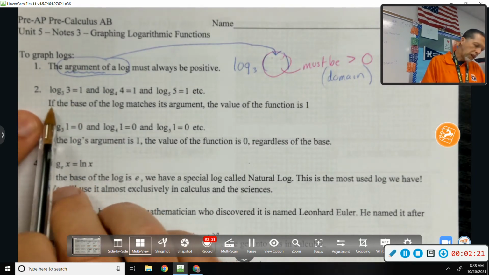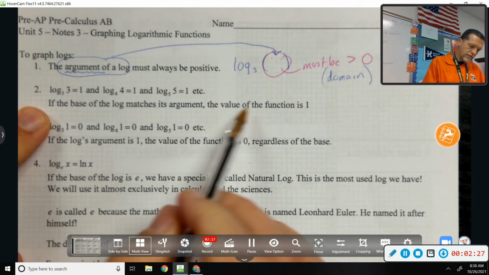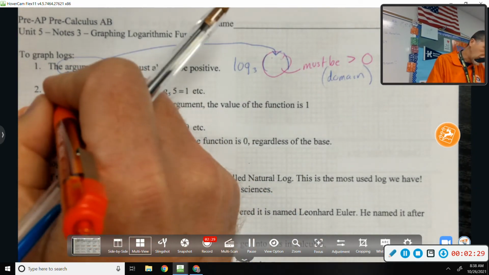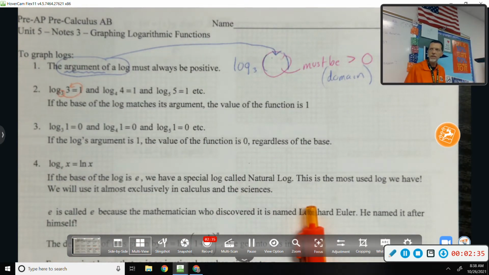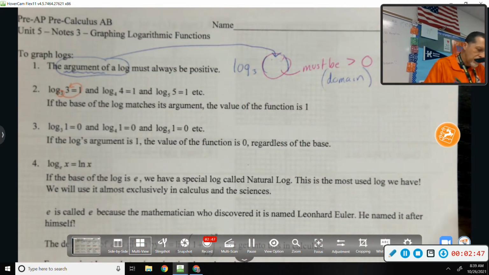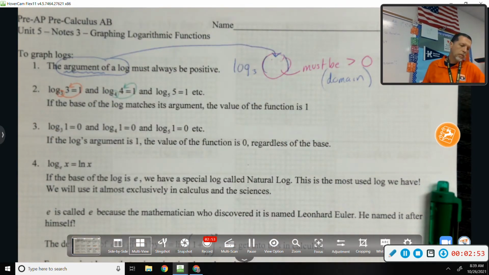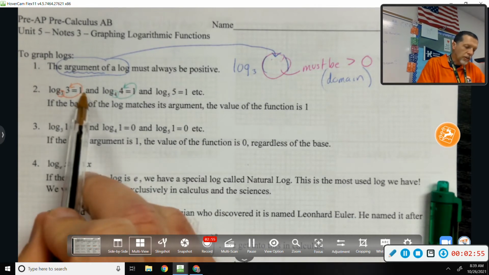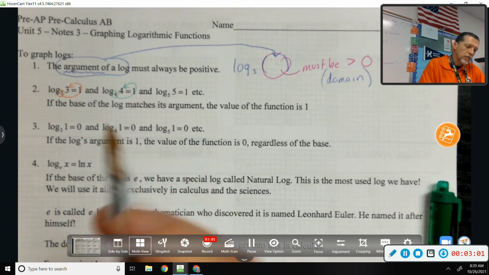Property number 2. If the base of the log matches its argument, the value of the function is 1. That sounds fancy, but if you remember the fishhook rule for exponents and logs, does that look familiar? You start at the base, loop around. Give me a yes or a no. Okay. That's how you change exponents to logs and logs to exponents. And we will definitely do more of that later. But that's why that works. So log base 3 of 3 is 1, because 3 to the first is 3. You just have to do that swap thing. 4 to the first is 4. 5 to the first is 5.